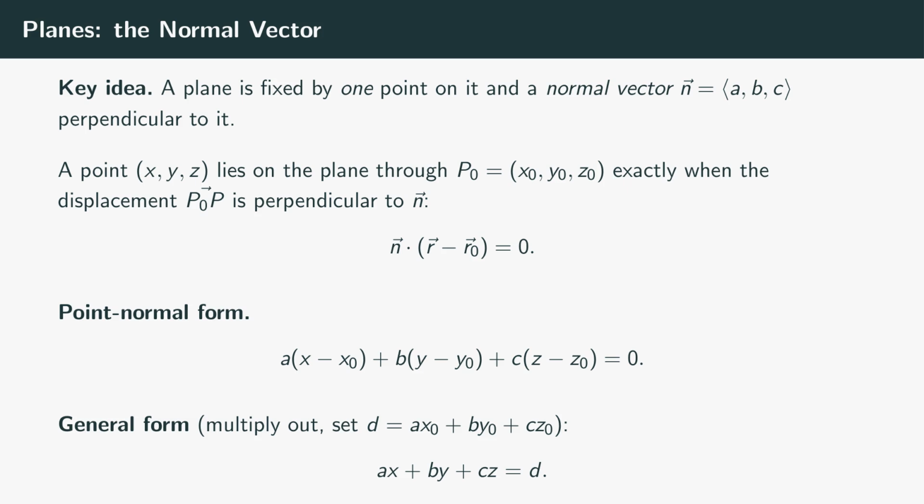Multiply that out and collect the constant on the right, and you get the familiar general equation, ax plus by plus cz equals d. The beautiful part is that the coefficients a, b, c are nothing but the components of the normal vector, read right off the equation.